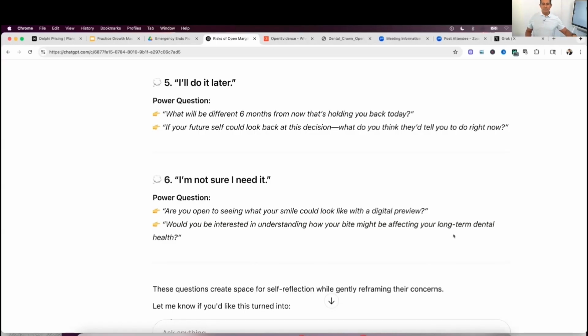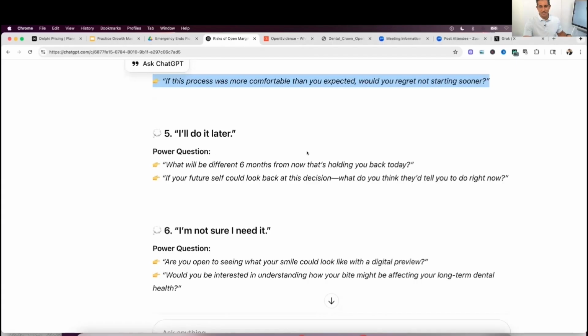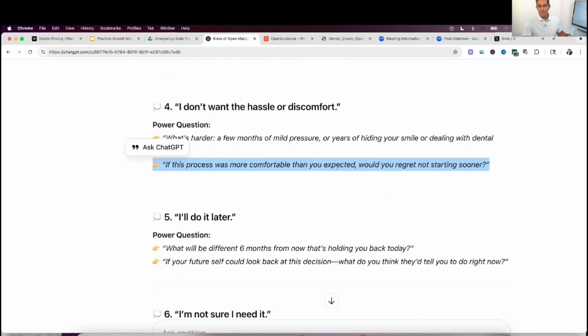I'm not sure I need it. And we reply back to that with a question. I'll do it later, and we reply back to that with a question. And you have your question here today. What's going to be different 6 months from now that's holding you back today? I don't want the hassle or discomfort, and you have a question in your library, in your deck of cards.